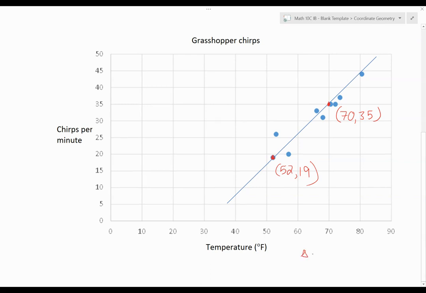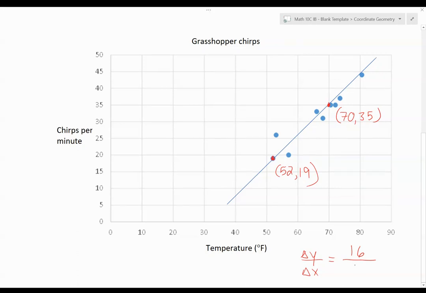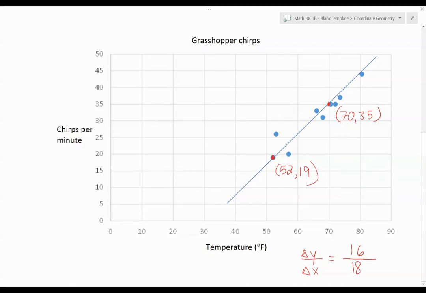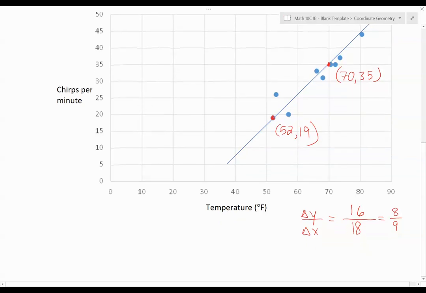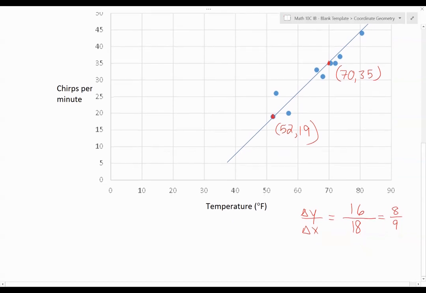I could say the slope is delta y over delta x. In this case, what I've drawn, 19 to 35, is an increase of 16. That's delta y. And 52 to 70 is an increase of 18, so that's delta x. If I simplify that, I end up with 8 over 9 as my slope. That's an estimate, obviously, of what slope I think could describe this. And if I drew a slightly different line, I would have a different equation. If I were drawing this on paper with a ruler, I would expect that different people would have slightly different equations, but they should all be in the same ballpark if I put them to decimals.